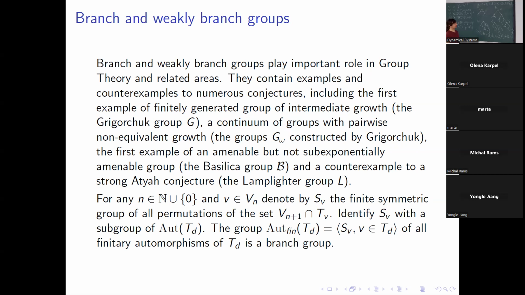Okay, so next, for any vertex V, we can define by S_V the symmetric group of all permutations of the set of vertices of the next level connected to V. Can we start this way?